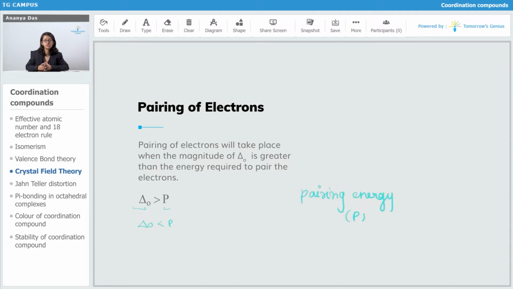So from there we get our concept of strong field ligands and weak field ligands. We have seen in our spectrochemical series that those on the left hand side had less value of delo, right? The magnitude of delo was less for those on the left, and for those on the right hand side, the magnitude of delo was high. So they can overcome the pairing energy, whereas the ones on the left cannot. So this is the concept of your pairing.